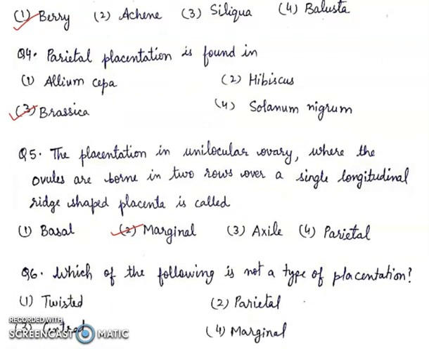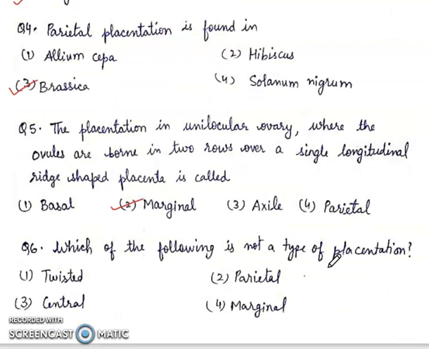Question 6. Which of the following is not a type of placentation? First twisted, second parietal, third central, fourth marginal. Answer will be first twisted because twisted is a type of estivation.